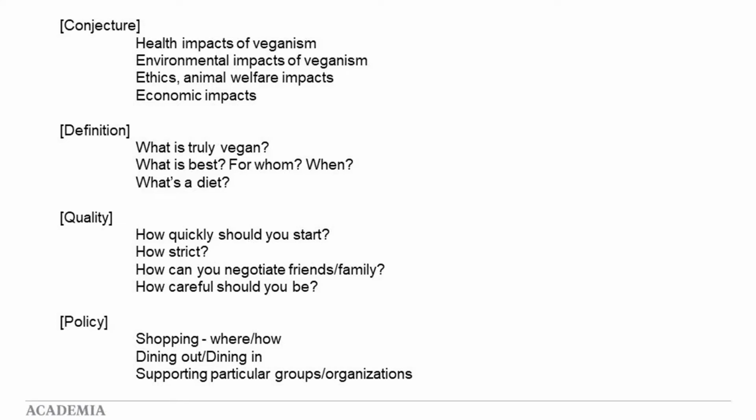And policy. How do we shop? How do I make sure I'm buying vegan things? How do I go out to a restaurant and make sure I can keep veganism, or is that important in some way? And what organizations or groups should I support if I really want to go all in on veganism? So these are just some of the things I would brainstorm about it. Now from that, I can pick what it is I want to talk about.